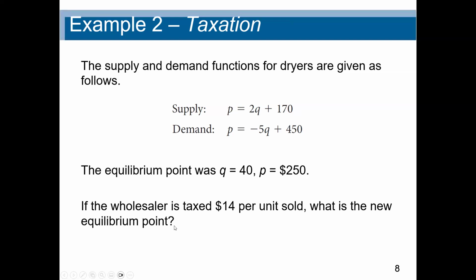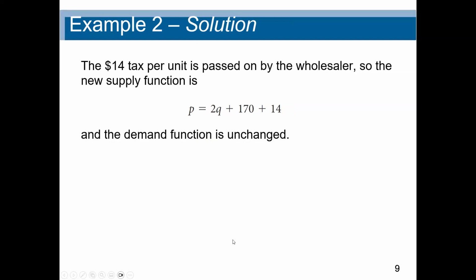Now we say that if the wholesaler is taxed $14 per unit sold, what is the new equilibrium point? The first equilibrium point, Q equals 40 and P equals 250, is before tax. Now we are taxed $14. This means the $14 tax per unit is passed on by the wholesaler. So the new supply function is 2Q plus 170 plus 14. But the demand function, as we saw in the graph, doesn't change. So we get 2Q plus 184.